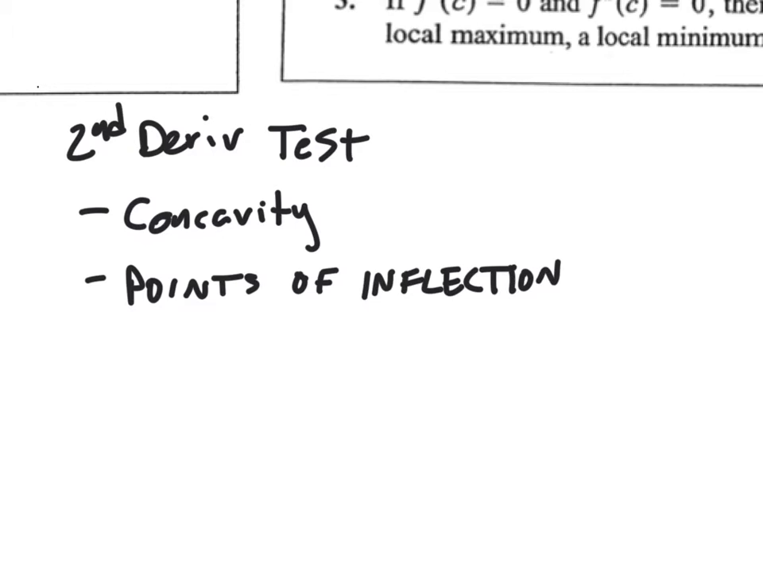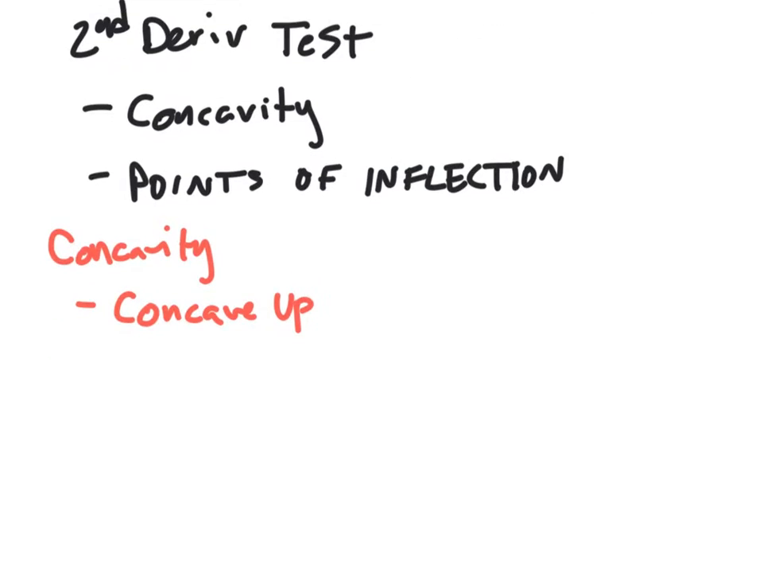The first thing I want to talk about is concavity. The first thing is something that's concave up. Concave up is really just a graph that opens up. We've talked about this for a long time.